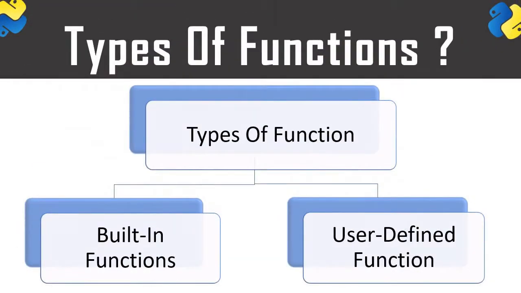Now let's move on and see types of functions. So we have two types of functions, which are built-in functions and user-defined functions. Built-in functions are those functions which are already built in. That means functions which are already defined in Python language. User-defined functions are those functions which a user or a developer defines according to their use.